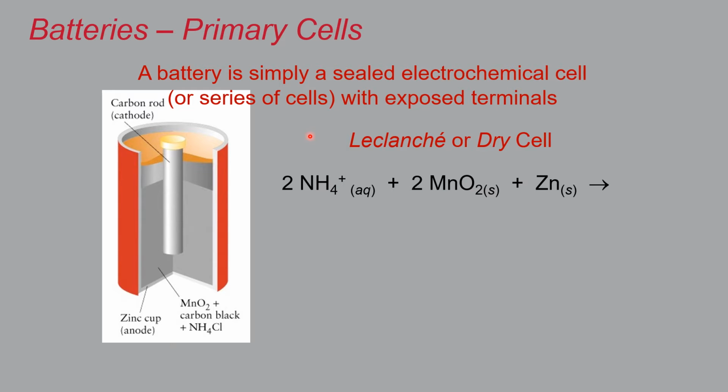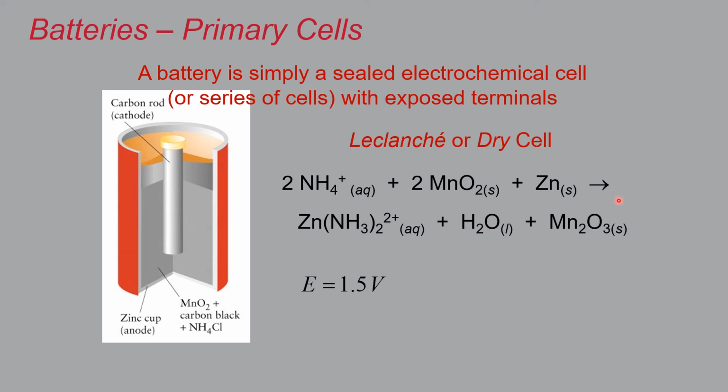All right, and the reaction that occurred in this was this. So we've got ammonium ions reacting with manganese dioxide, so this is manganese plus 4, and reacting with the zinc. And that would form this zinc ammonium complex. So now the zinc has been oxidized to zinc plus 2, and we get water and manganese Mn2O3. So this is now manganese 3, so it's been reduced, it's gone from plus 4 to plus 3 in this case. Now let's think about this.